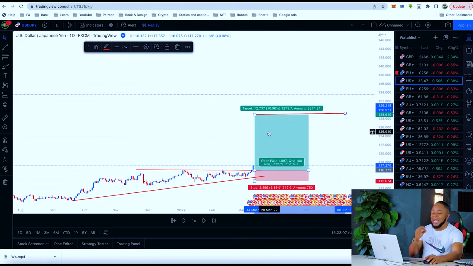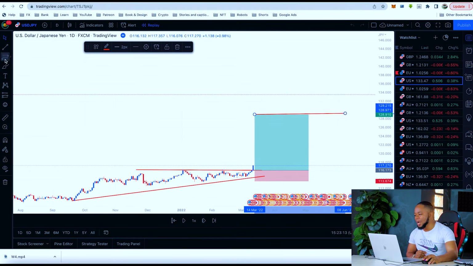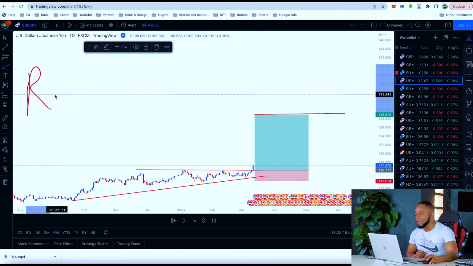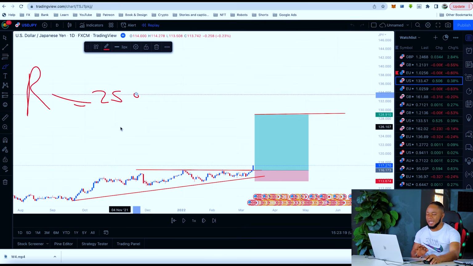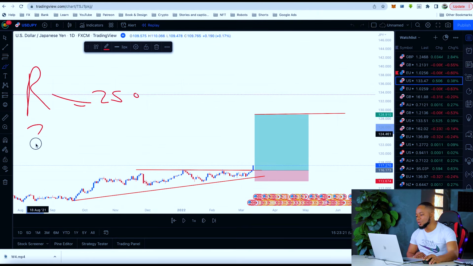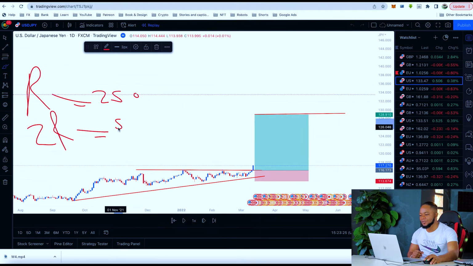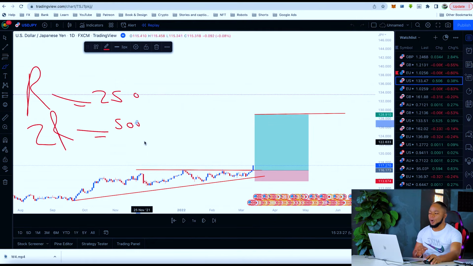Remember, I said before you touch your stop loss, the market must go in your favor for at least 2 times your risk. What is our risk here? Our risk here is equal to 250 pips. So 2 times this is obviously 500 pips, right? So before we even touch our stop loss, the market must go in our favor for 500 pips.